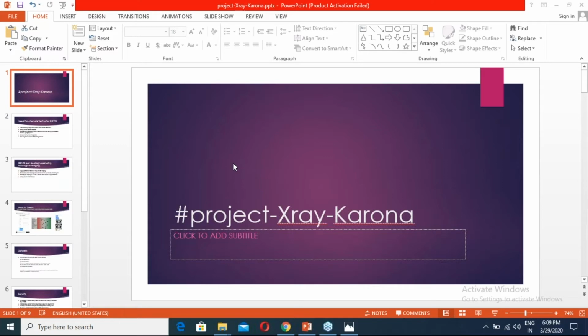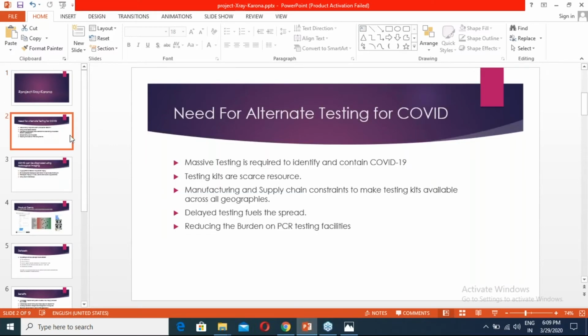I hope you all can see my screen. Yes. Okay. This is fine. You can just use this mode itself. Okay.